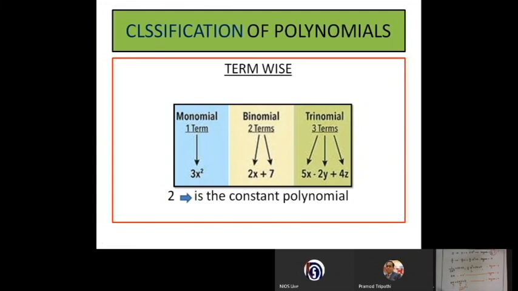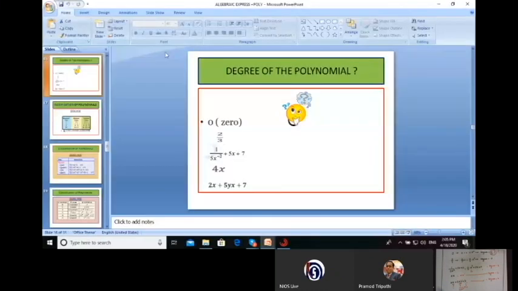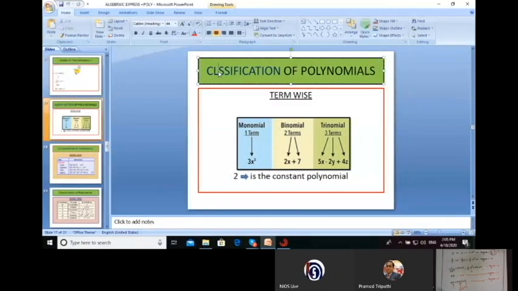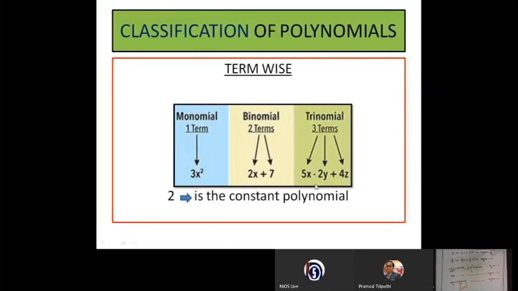Similarly, the trinomial. Trinomials have three terms here. So easily we can say that a trinomial has three terms. For example, 5x minus 2y plus 4z. There are three terms: one term is 5x, another term is minus 2y, and the last term is 4z. x square plus 5x plus 6 is a polynomial in one variable, there is only one variable, that is x here. In the third trinomial case, we have taken three variables here, x, y, and z.